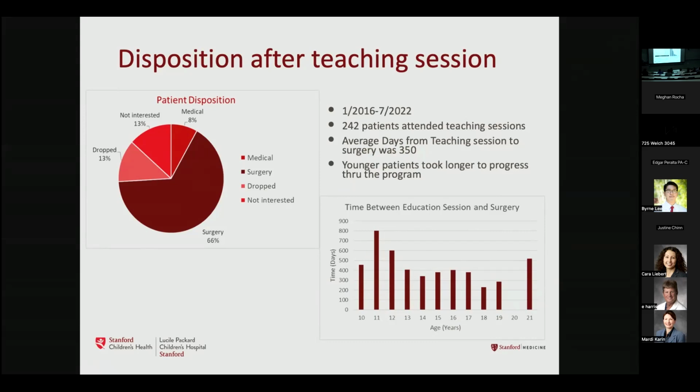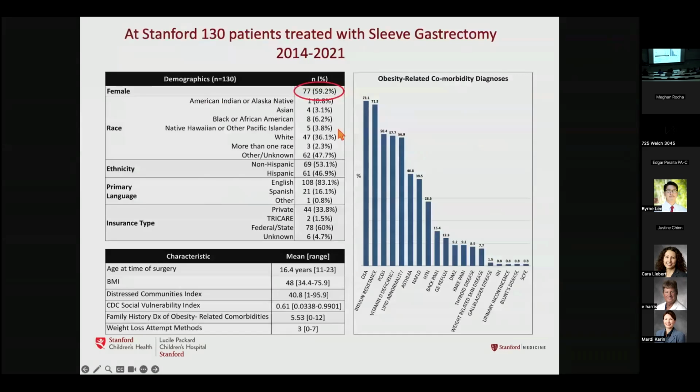What does our population look like? It's actually 59% female. We have a lot of boys in our program. It's 50% Hispanic, and 60% have Medicaid. Average age is about 16, and the average BMI is 48, so they're fairly heavy. And 70% of them have sleep apnea and insulin resistance. So these kids are not healthy kids. These are kids with metabolic disease. About 50% of them have fatty liver disease, and 10% have diabetes.